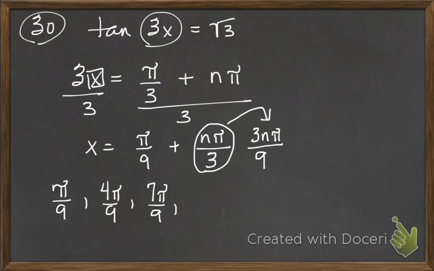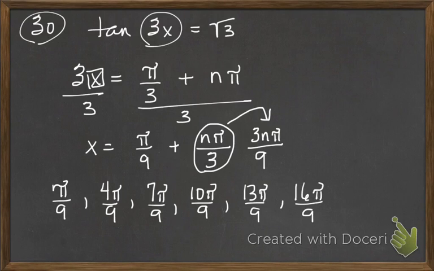Add another 3 pi over 9, that would be 10 pi over 9. Add another, that would be 13 pi over 9. Add another, that would be 16 pi over 9. Add another, that would be 19 pi over 9. But that is more than 2 pi. So you don't use that one, and you would just stop with 16 pi over 9.